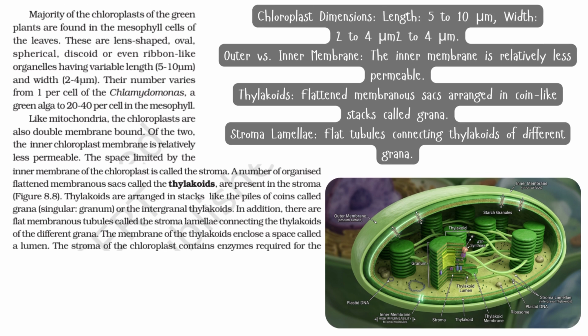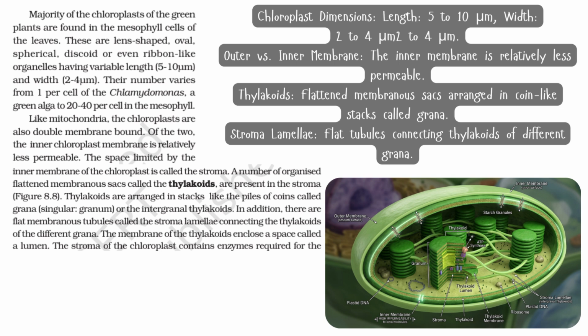The chloroplasts are mainly found in leaf mesophyll cells. They measure 5 to 10 micrometers in length and 2 to 4 in width. The chloroplast is bound by a double membrane. Note this subtle NCERT line. The inner chloroplast membrane is relatively less permeable.